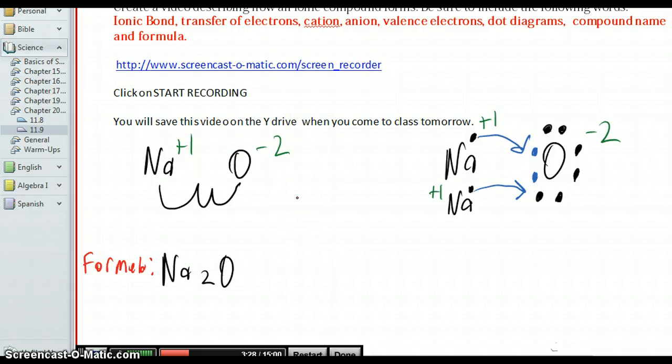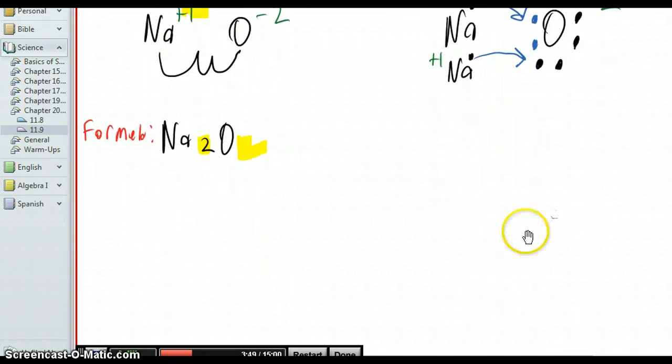And also, if you want to do the Criss-Cross method, it's Na and then O, which basically you just switch the number in front of the O to in front of the Na, like I did here. And since that's just 1 right here, then you have nothing here. It's just empty.